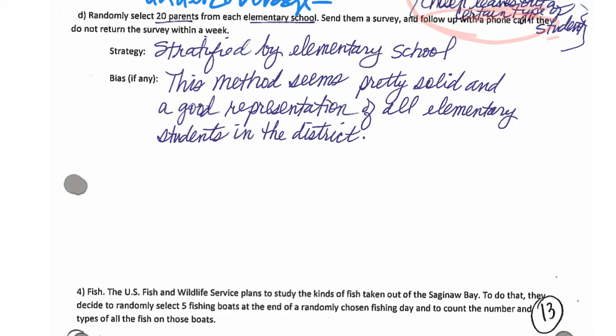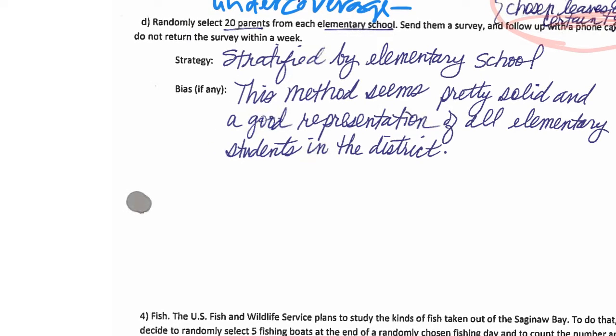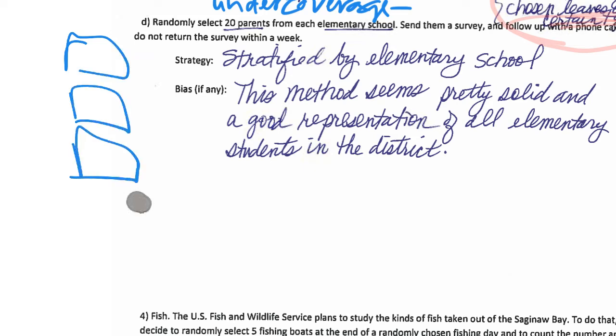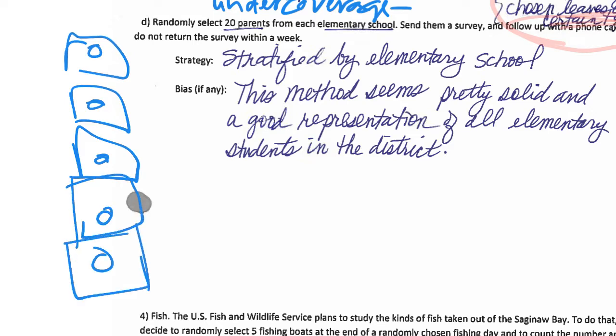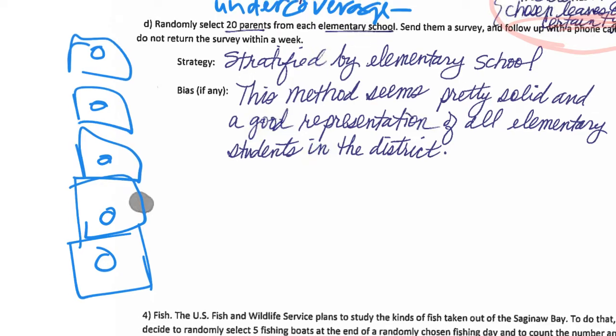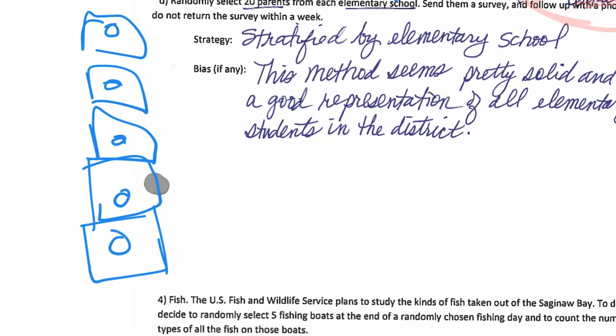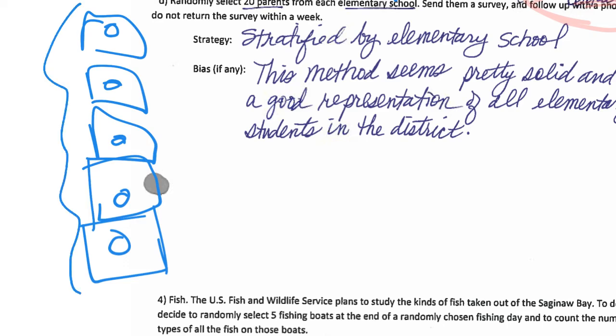Next, randomly select 20 parents from each elementary school. So you have all 20 elementary schools, and then you take some from you and some from you and some from all of you. What is the quality of these 20 elementary schools? What kind of grouping is that? That's a strata. Why would you call these strata?